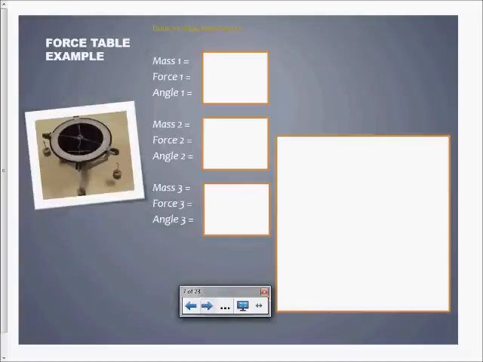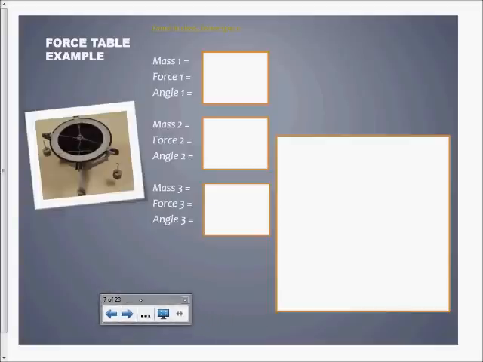All right, on this page here, this refers to a little practical that we'll do in class. I'd like you, please, just to write the heading force table example, and we'll list the three things: mass, force, angle, mass, force, angle, mass, force, angle. And we will create then in class, we'll create a vector diagram to see if we do get equilibrium happening at that particular point.